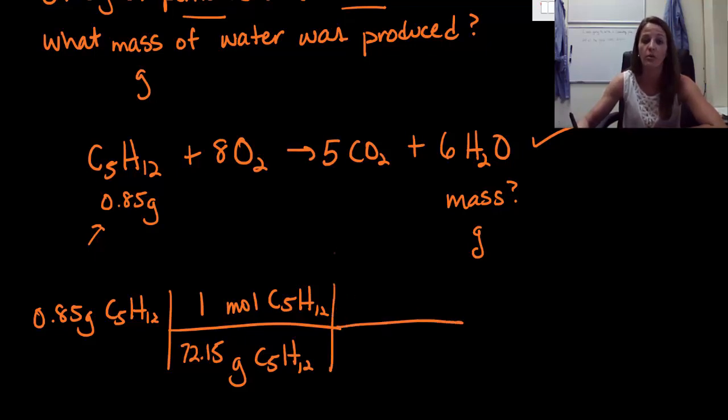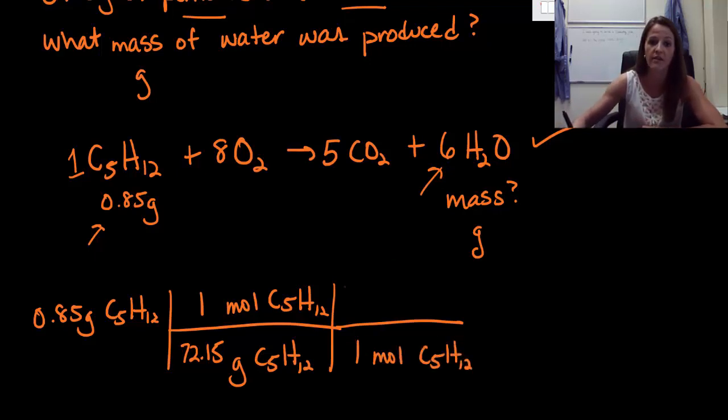Now, we can go up to our chemical equation. For every 1 mole of pentane, we have 6 moles of water. So our mole-to-mole ratio is used here.